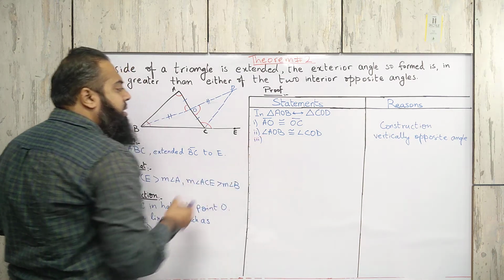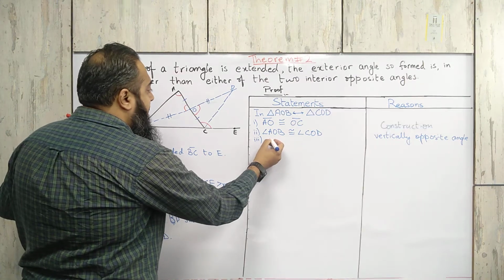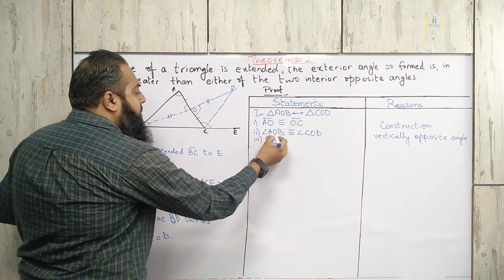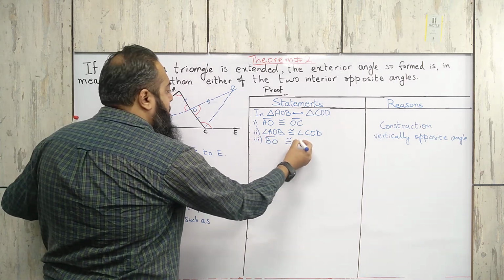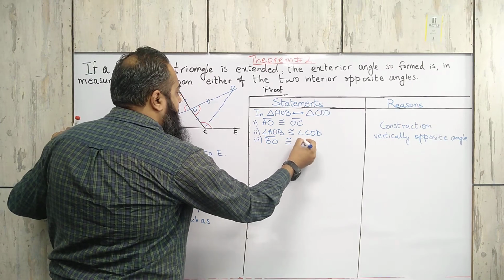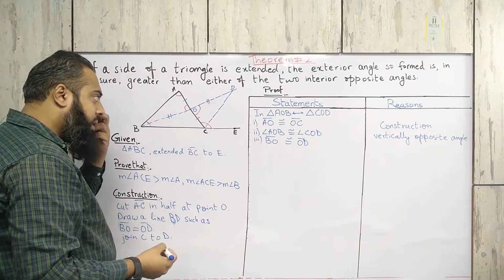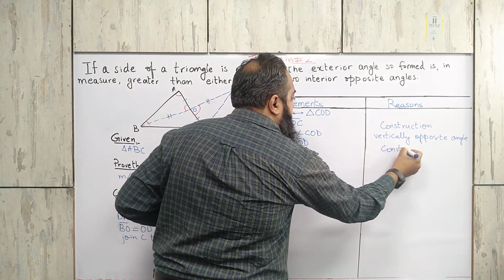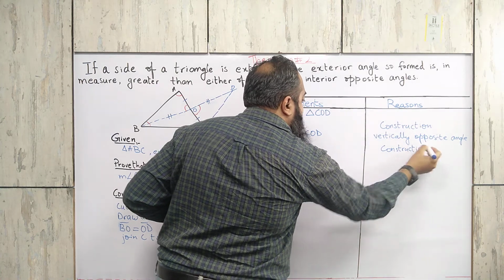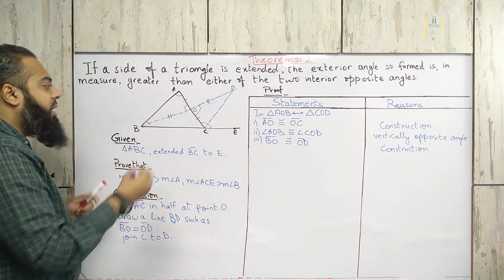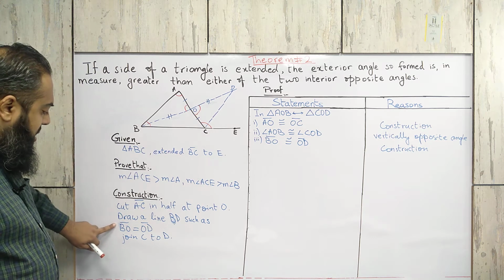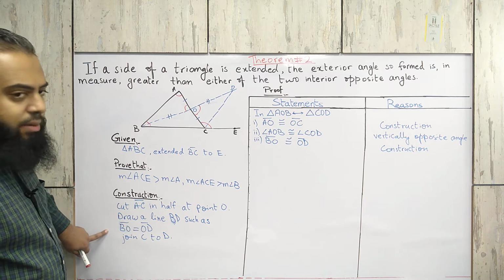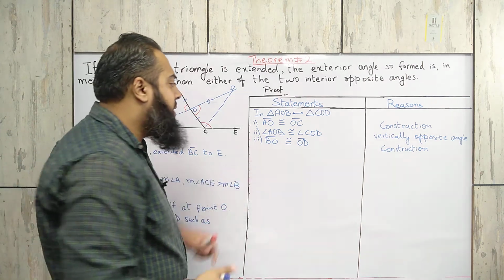And then point 3, we have line BO will be congruent to line OD because it's in the construction. We have mentioned that it's in the construction, it will be equal. We have mentioned we have to draw it so that it will be equal. If two such lines are equal to each other, they will be congruent.